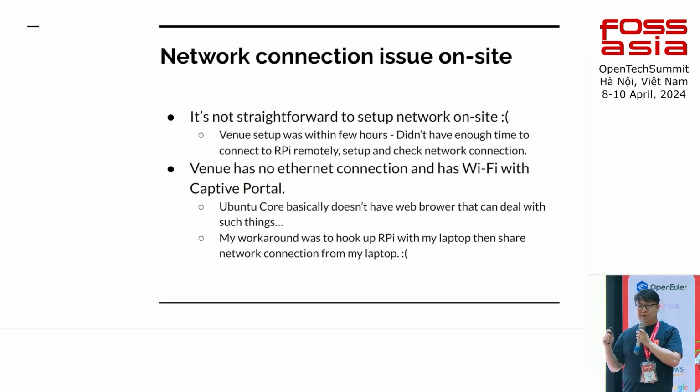Another problem I got on-site where I was setting up was a network configuration issue, because the venue did provide Wi-Fi, but it has a captive portal, which means you need to turn on a web browser to log in. But in Ubuntu Core, we don't have a web browser, so I was not able to connect to the Wi-Fi. Instead, I just hooked up an Ethernet cable to my laptop and shared my network connection. Well, it was a workaround, but it worked anyway, I think.